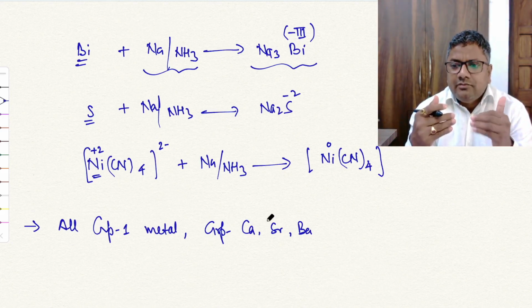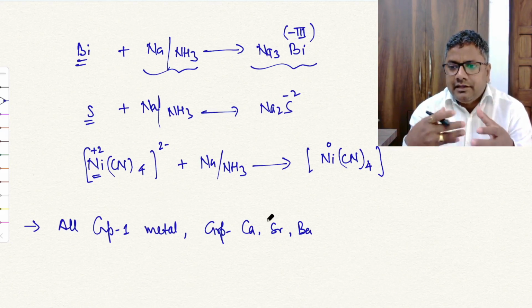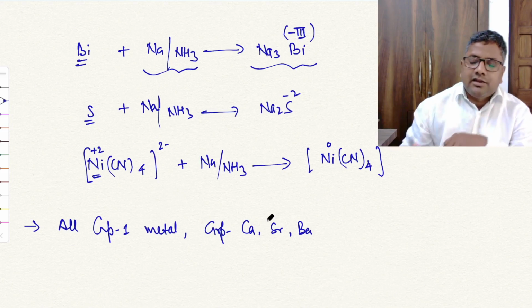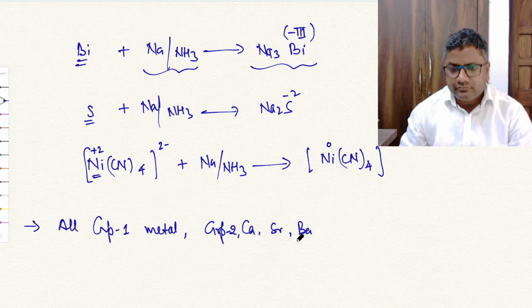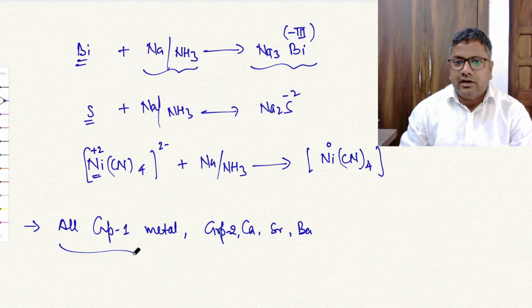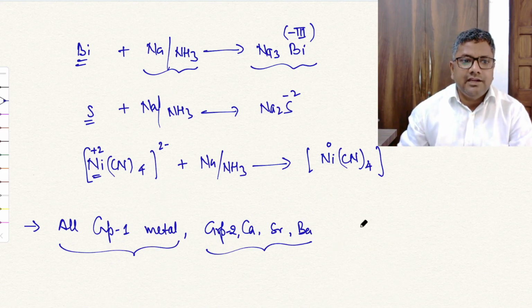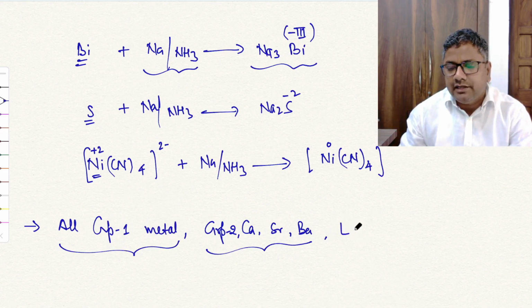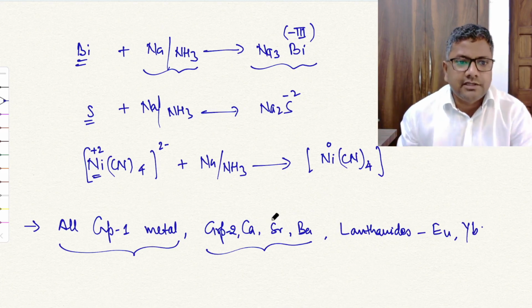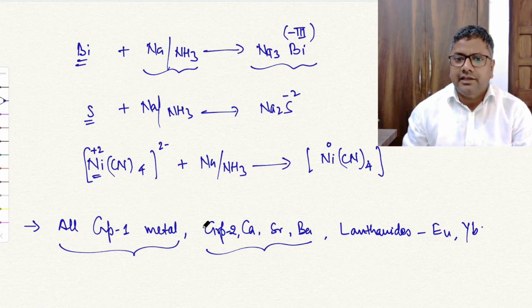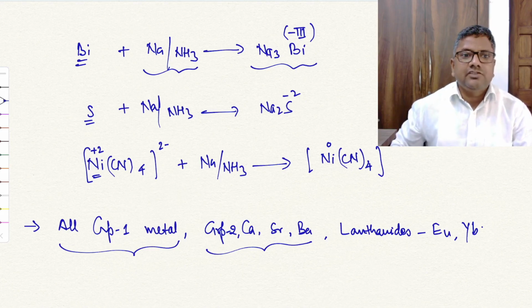As you know, down the group ionization energy decreases. So in group 2, as you move from beryllium to calcium, ionization energy decreases. So you will get this type of property also with group 2 metals, but to a lesser extent compared to group 1. In group 2 you will have this property for calcium, strontium and barium, and a few lanthanides like Eu and Yb have the ability to show this phenomenon, right? Means they dissolve in liquid ammonia, right? Clear?